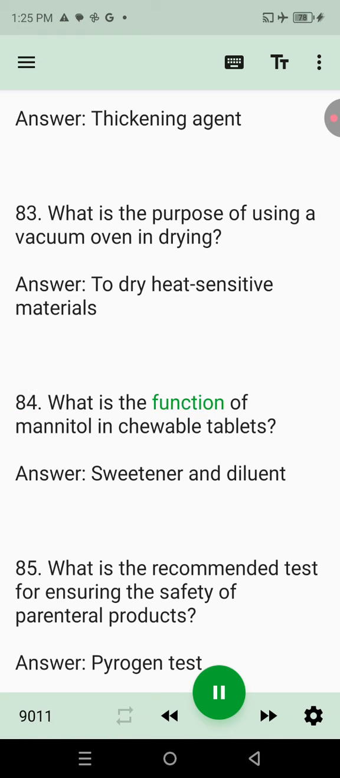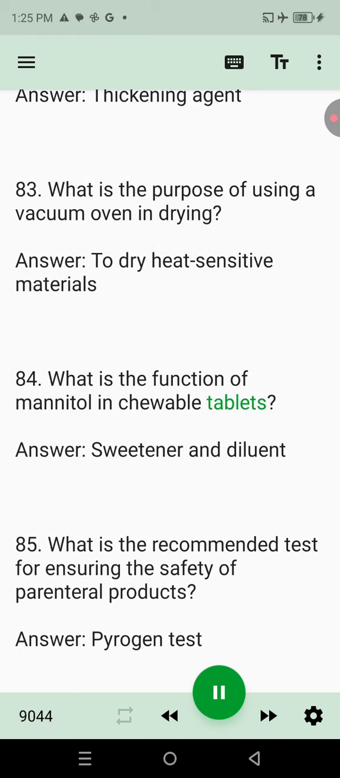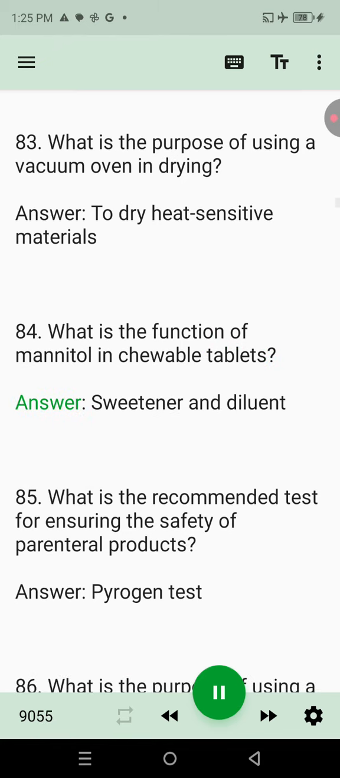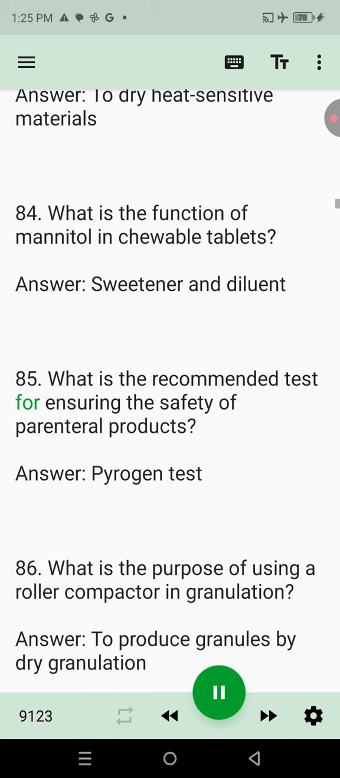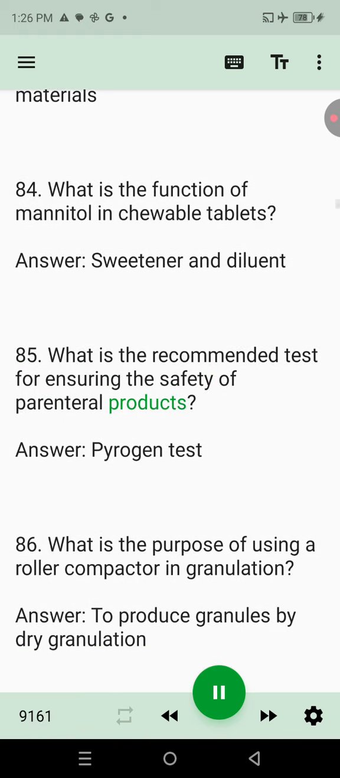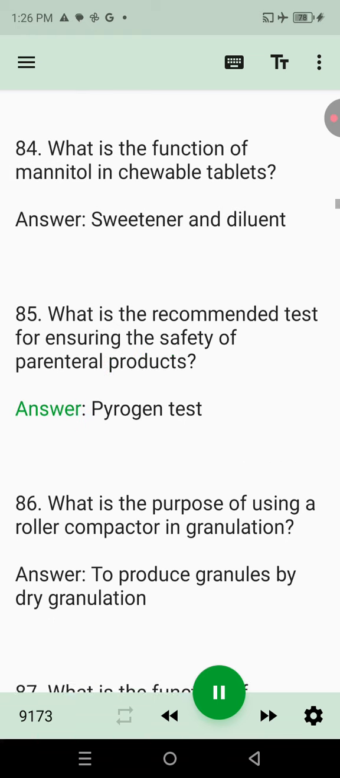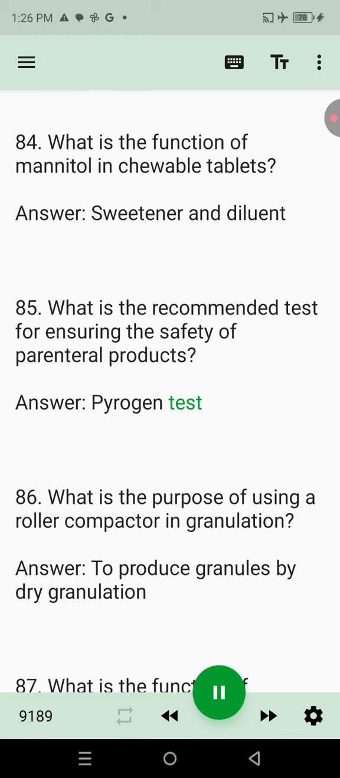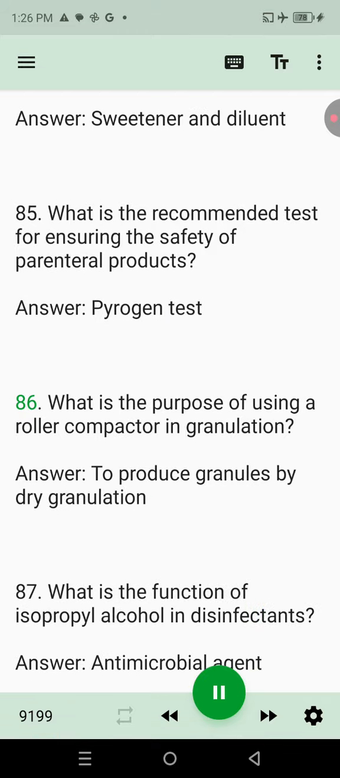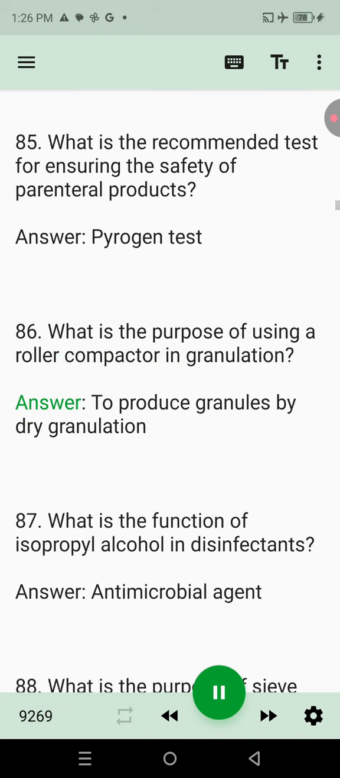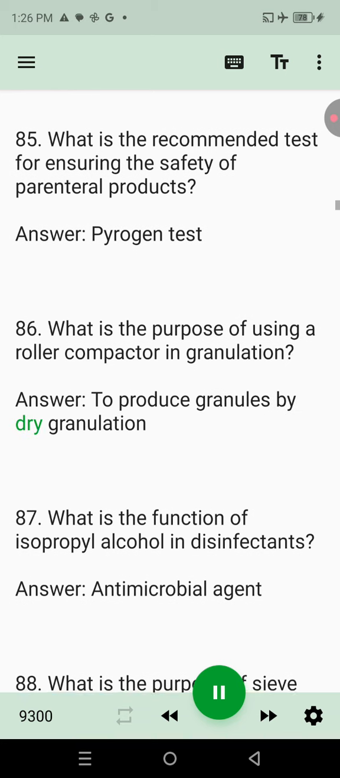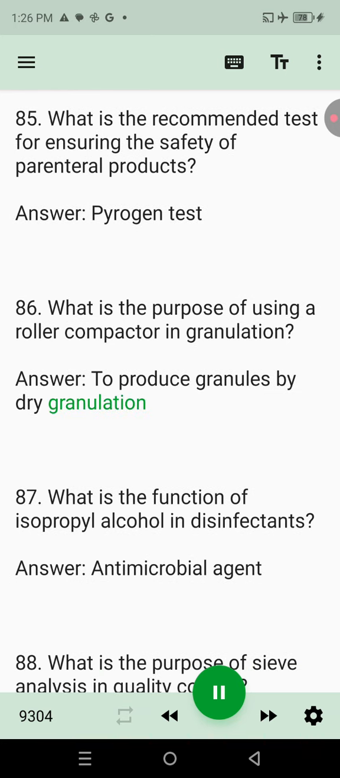84. What is the function of mannitol in chewable tablets? Answer. Sweetener and diluent. 85. What is the recommended test for ensuring the safety of parenteral products? Answer. Pyrogen test. 86. What is the purpose of using a roller compactor in granulation? Answer. To produce granules by dry granulation.